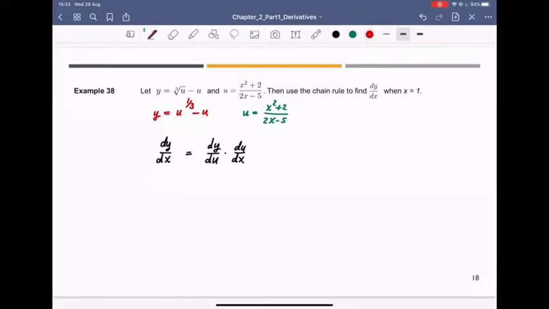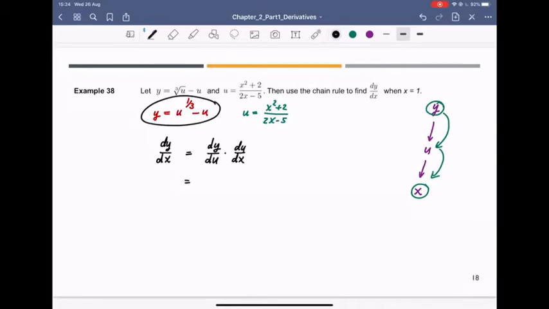If you think of this as a picture, you have y, which is a function of u, and you have u, which is a function of x. So when you want to differentiate y with respect to x, you can differentiate via u. This is how we think about the chain rule, and this is why we call it the chain rule. So we're going to differentiate y with respect to u first.